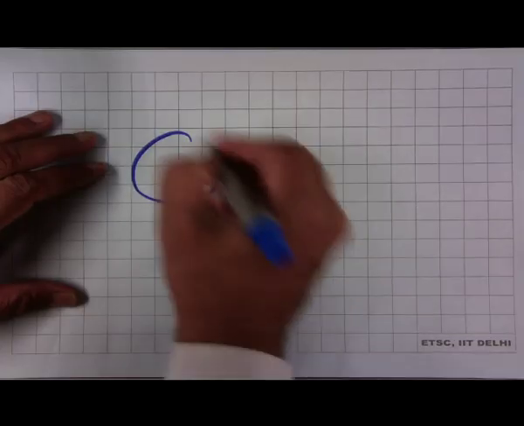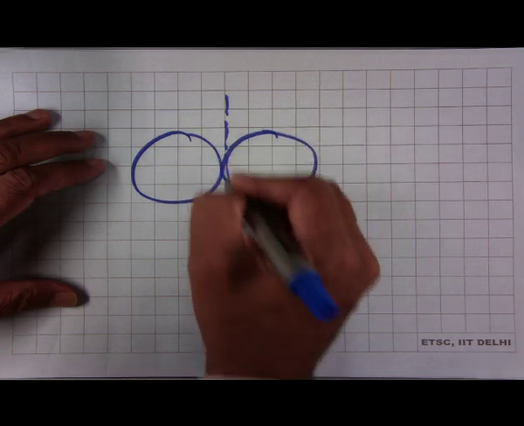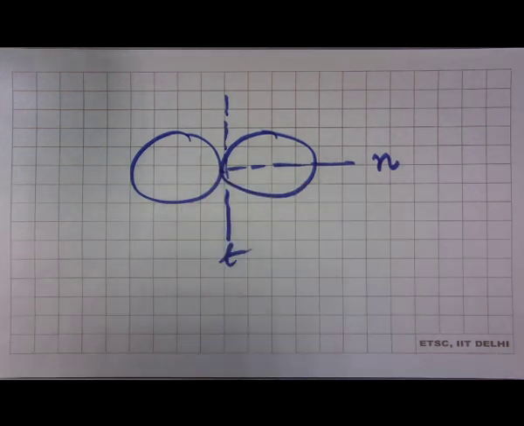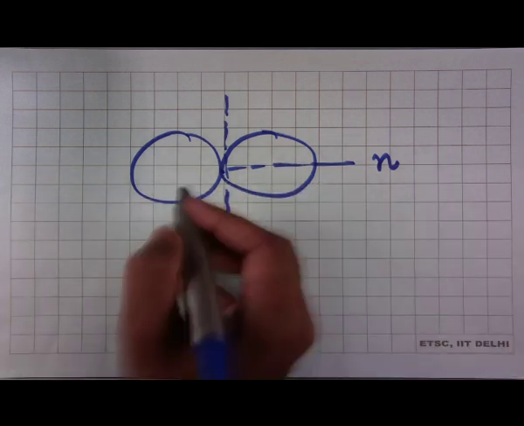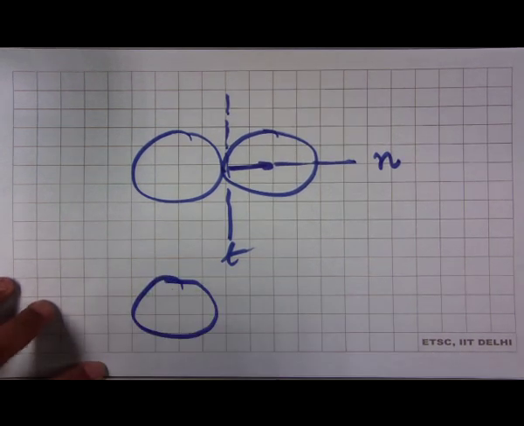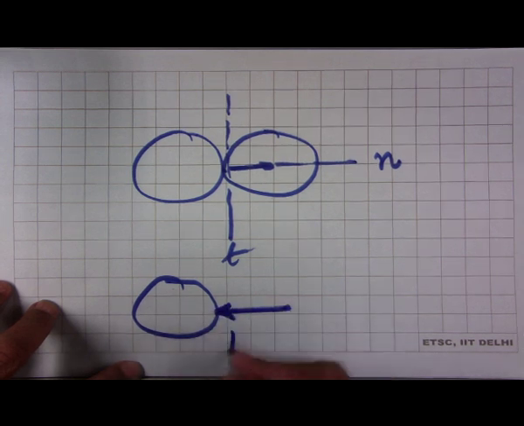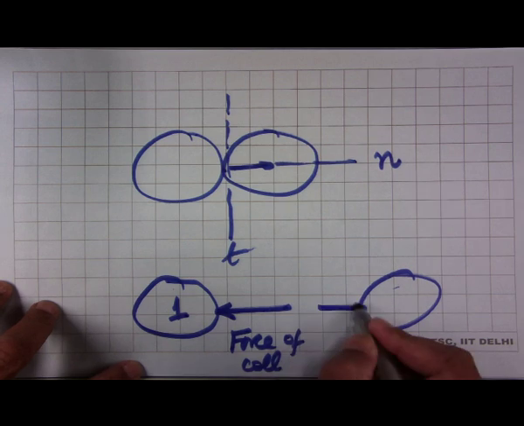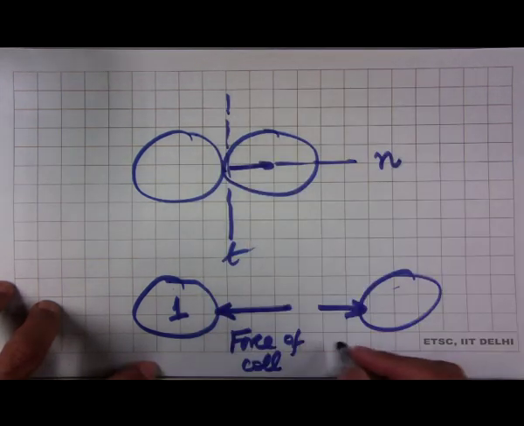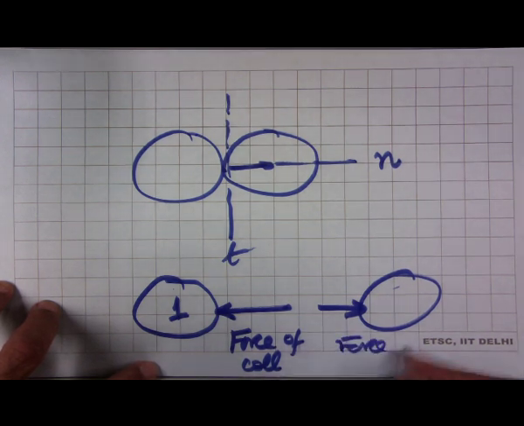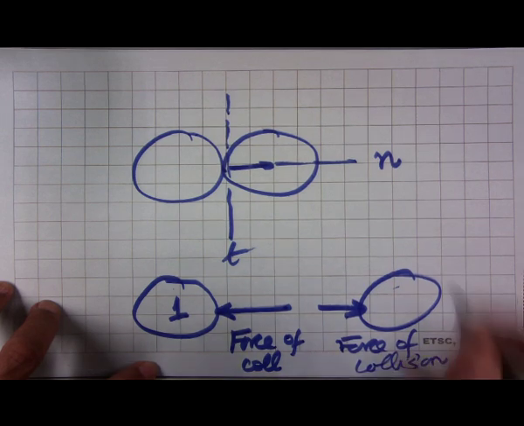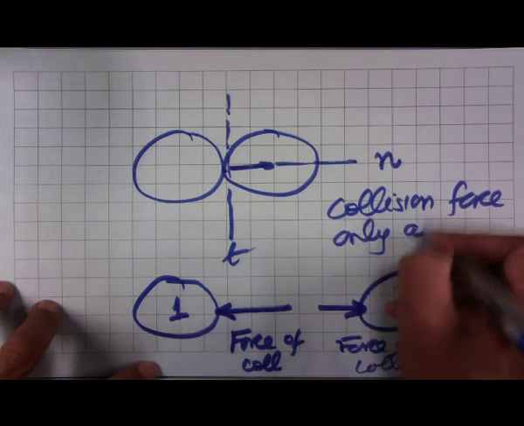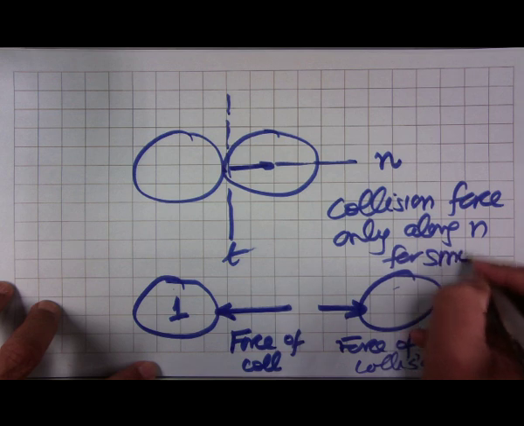So, that means if we have this body touching this body, this is the tangent plane, this is the line of impact. So, the collision force is only along the line of impact. If I look at this body, if it is a smooth impact, then the force of collision on body 1 is along this direction, and force of body 2 at this point of contact is along the N direction. So, collision force is only along N for smooth impact.